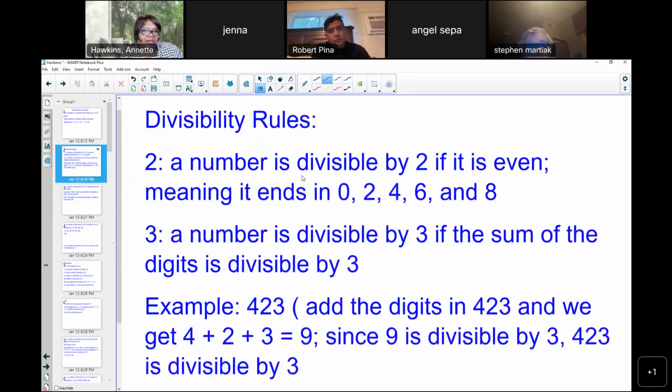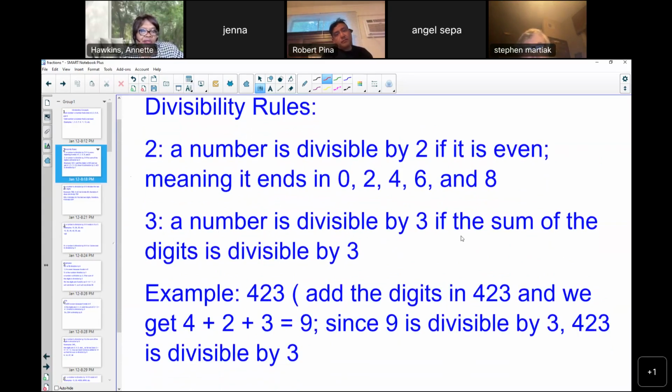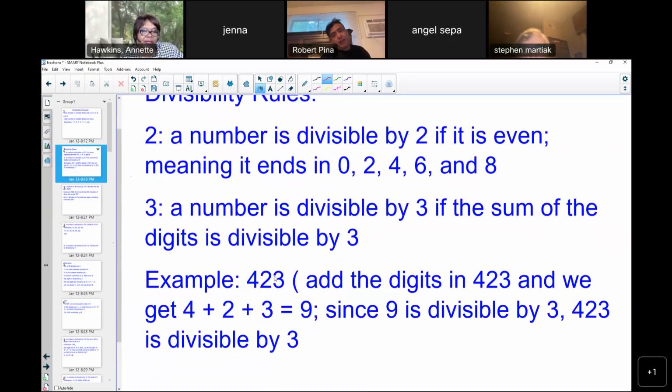All right, let's talk about some divisibility rules. Now, you already know about 2. A number is divisible by 2 if it is even. What is an even number? A number that ends in 0, 2, 4, 6, and 8. A number is divisible by 3 if the sum of the digits is divisible by 3. Here's an example. 423. If I add the digits in 423, we get 4 plus 2 plus 3, which is 9. Since 9 is divisible by 3, 423 is divisible by 3.